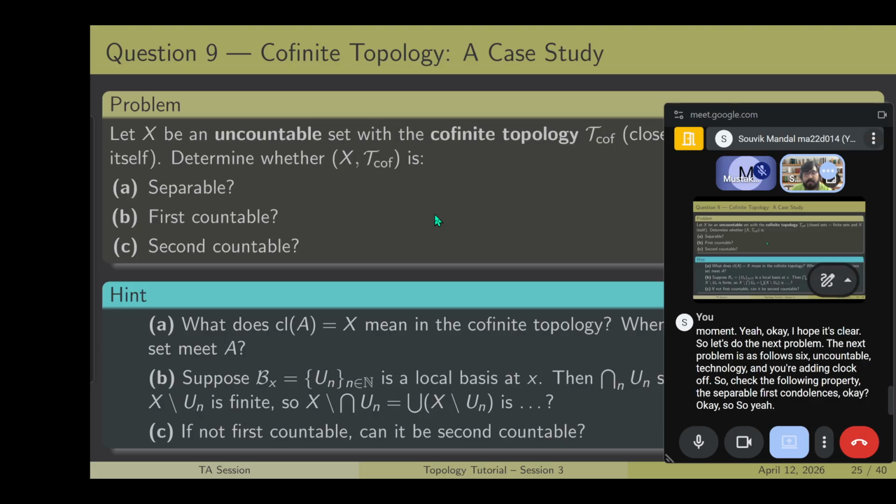So first of all, separable means what? It has a countable dense subset. We need to find a dense countable set whose closure is X. First countable and second countable: second countable means there is a countable basis for the topology. Okay, so let's check one by one.